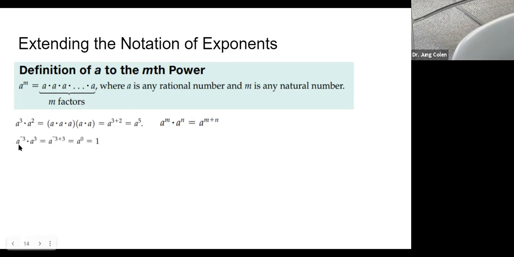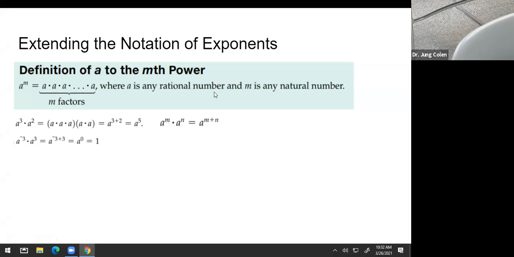Then let's think about the same thing. A to the negative third power times a to the third power, we're going to just add those exponents too, right? So when you're adding negative 3 and 3, what do you get? 0. So a to the 0 will be 1. How can we prove that? We can think about this one too.